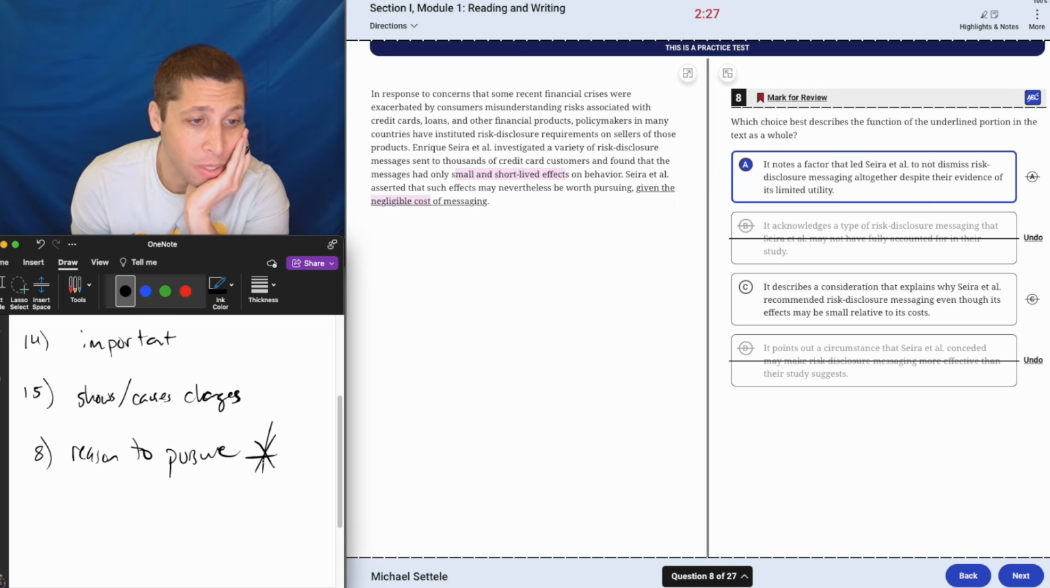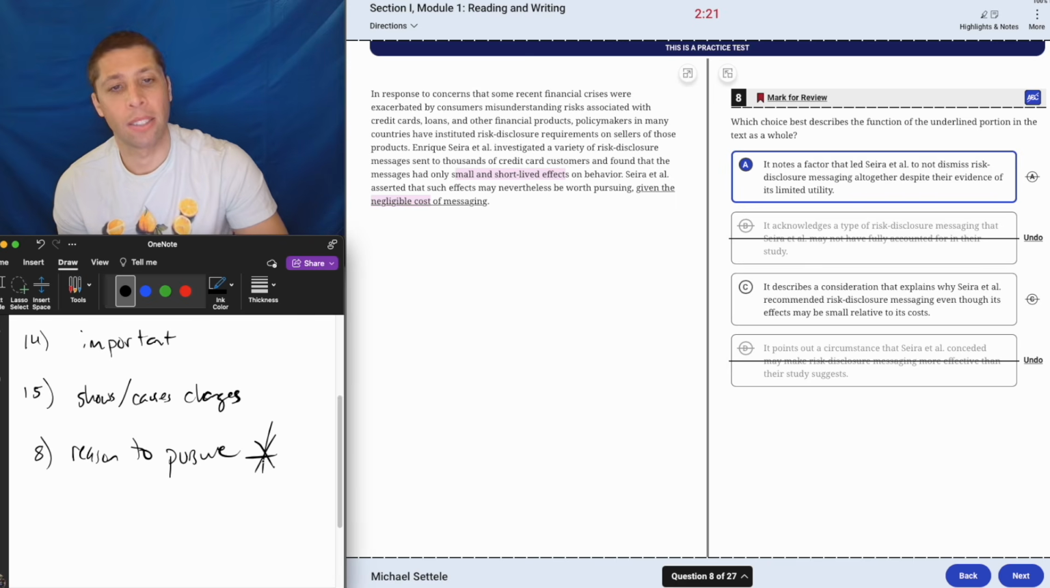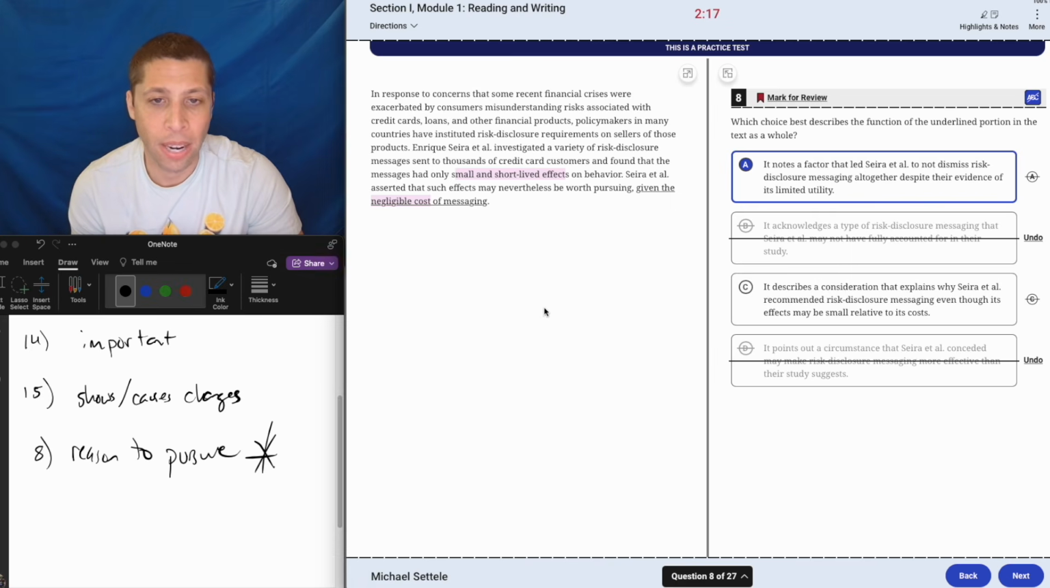D points out a circumstance that they conceded may make risk disclosure messaging more effective than there's no, because it's not about its effectiveness. It's about its utility. Maybe, how good is it? How useful is it? Not, is it effective? They're saying it's not effective. So yeah, I feel really good about this.